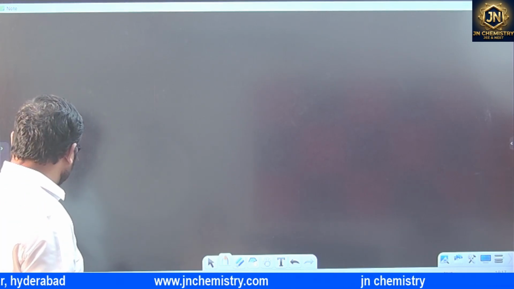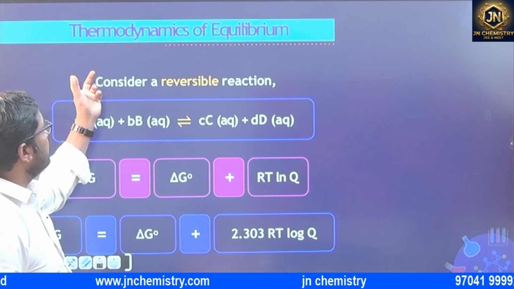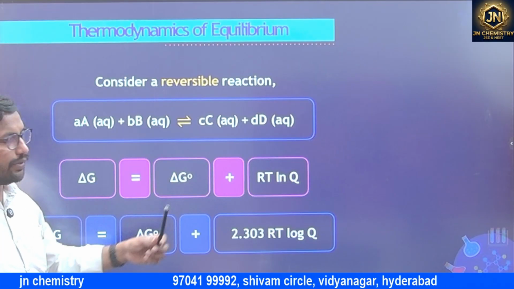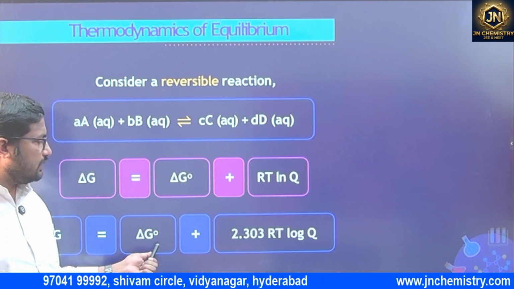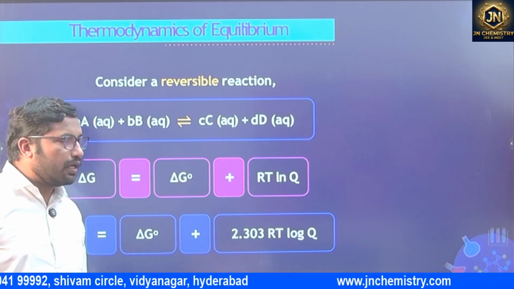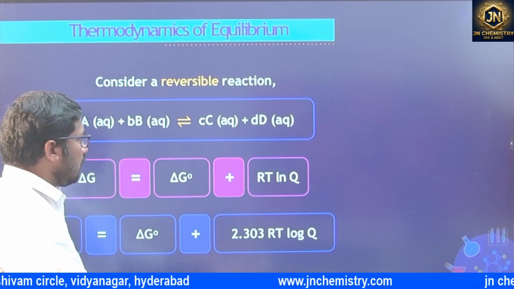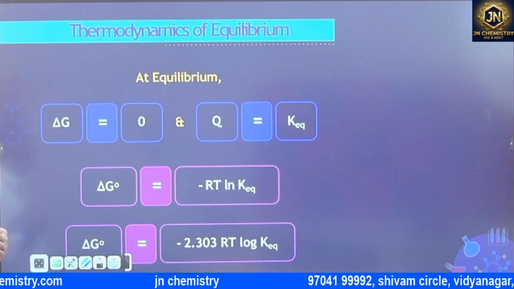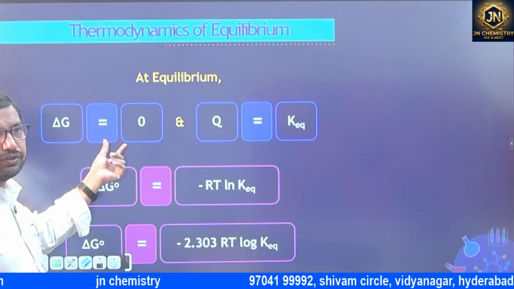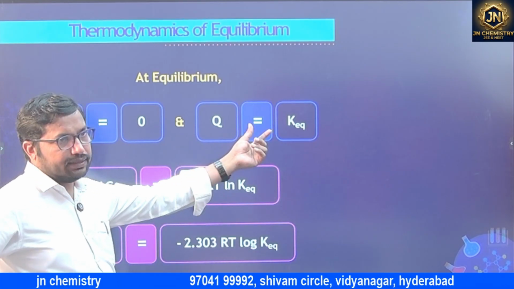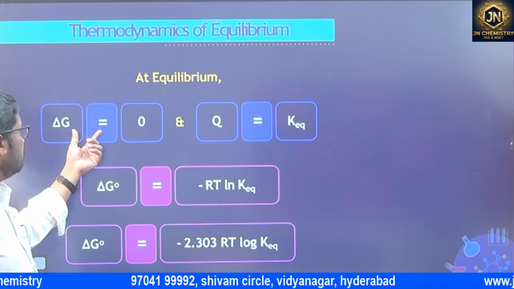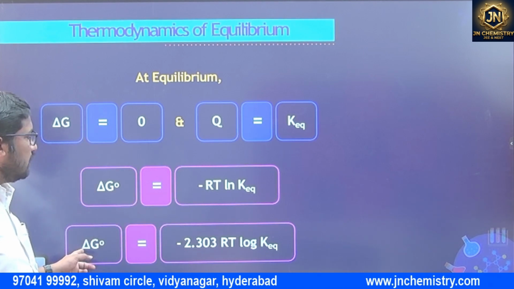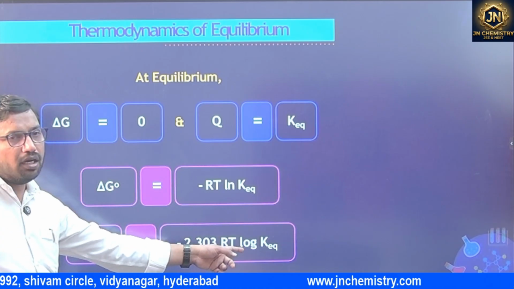Gibbs free energy, so write it down here. Thermodynamics of equilibrium: delta G is equal to delta G naught plus RT ln Q. Delta G is equal to delta G naught plus 2.303 RT log Q. For this particular reversible reaction, at equilibrium, what exactly happens? Delta G is equal to 0 and Q is equal to K, the equilibrium constant. So applying this, delta G naught is equal to minus RT ln K, delta G naught is equal to minus 2.303 RT log K. Write it down.